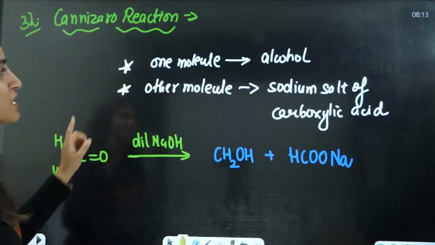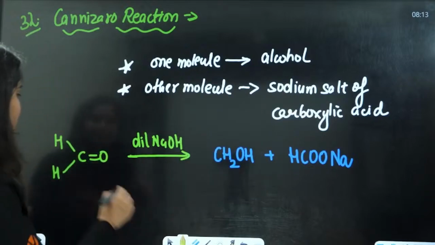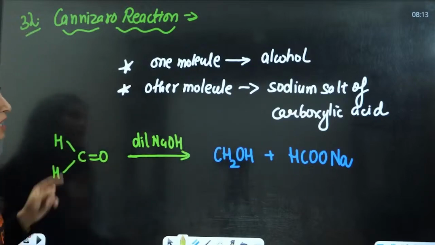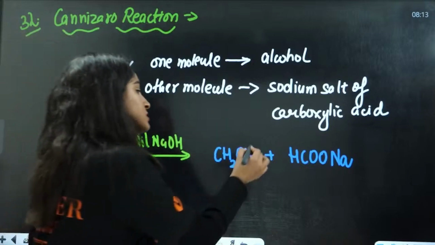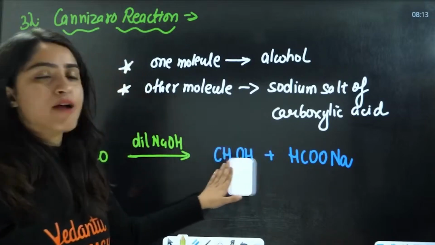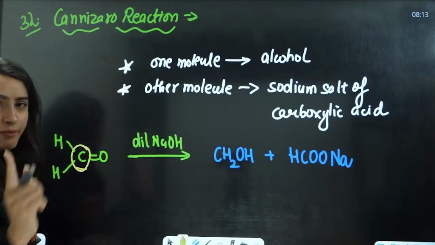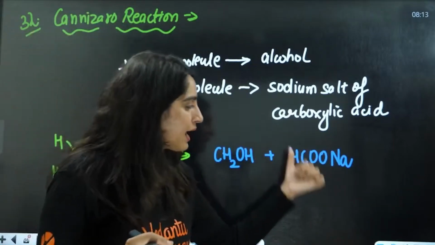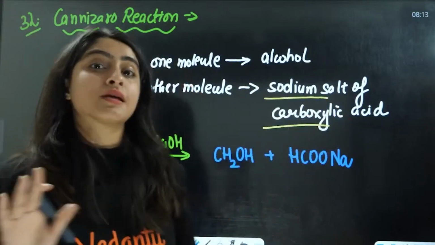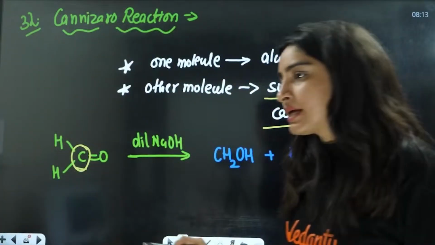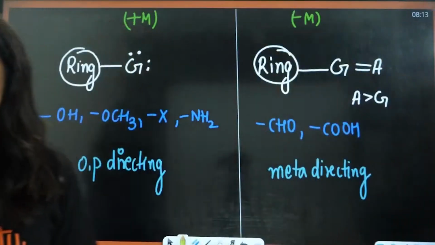Cannizzaro reaction is one molecule to alcohol, other molecule to sodium salt of carboxylic acid. For example, you have one carbon, so one molecule to alcohol, that means methanol. Just write one methanol here and write one carboxylic salt here. That is the same number of carbon. You have one carbon here, so this will be HCOONa, right? That is the sodium salt of carboxylic acid with the same number of carbons. Okay, understood this? Yes.